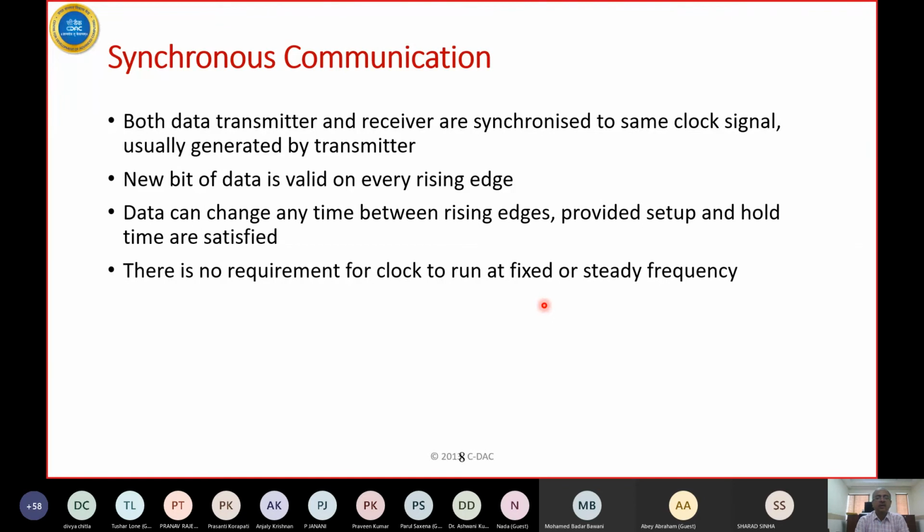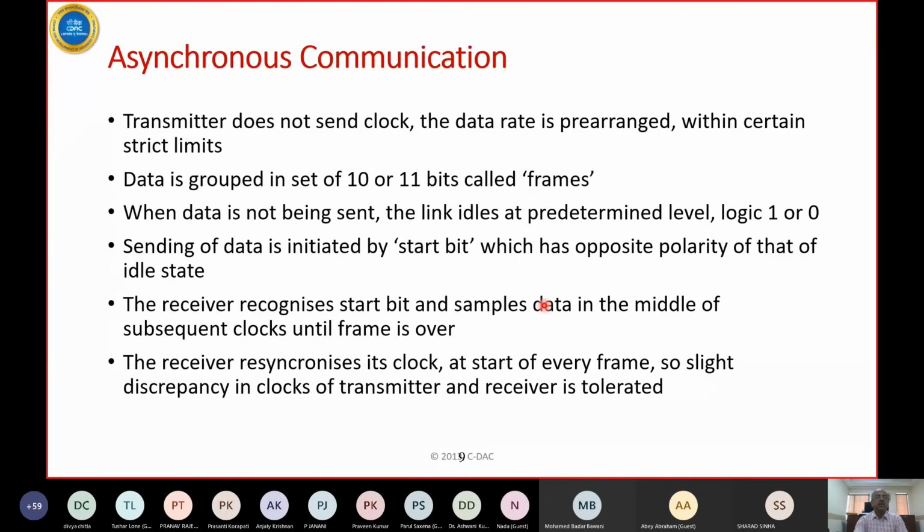Here we are saying that there is no requirement to run the clock at a fixed or steady frequency. Though it's easier to make a clock run at a steady frequency, some variations can be tolerated. The reason being that the clock is part of the interface. So the transmitter makes sure that at the rising edge of the clock, the data is stable and it is sampled by the receiver.